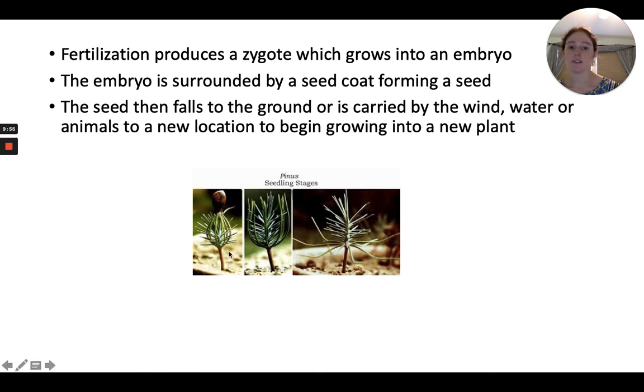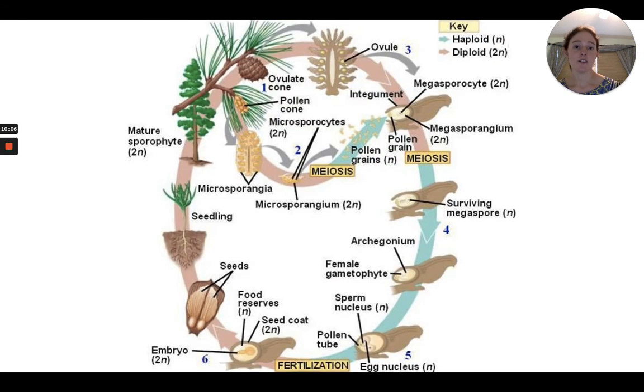So here we have it down here. You can see the seedling stage. The embryo is surrounded by a seed coat forming a seed, and the seed then falls to the ground or is carried by the wind, water, or animals to a new location to begin growing a new plant.